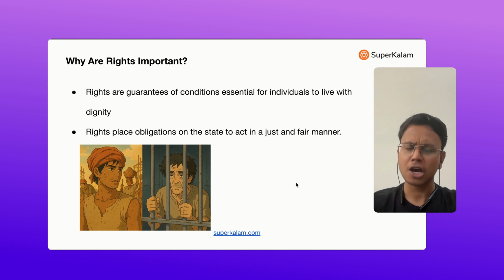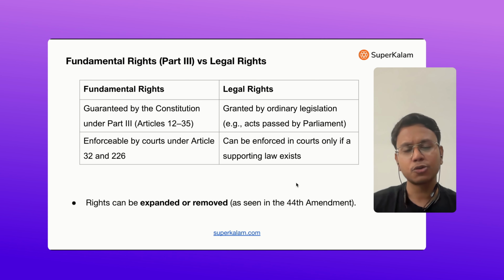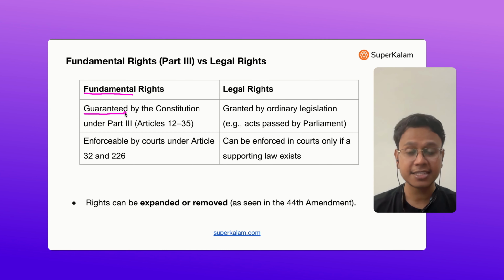Now, rights are of many types, but our book tries to distinguish between two concepts of rights, which are fundamental rights and legal rights. Although they both are rights, there is a very small difference. Let's delve into it. Fundamental rights are very foundational, and these are guaranteed. Guaranteed means there's a guarantee that you will get them. They are guaranteed by the Constitution in Part 3.